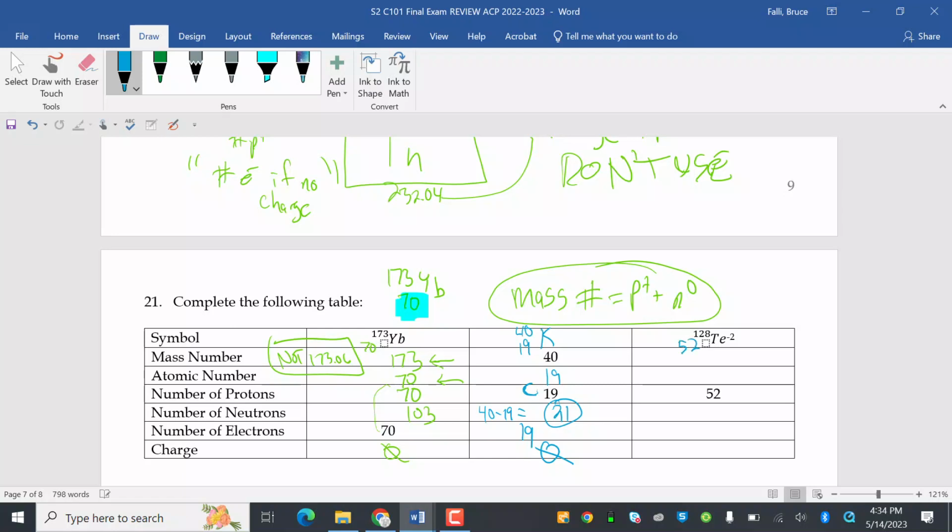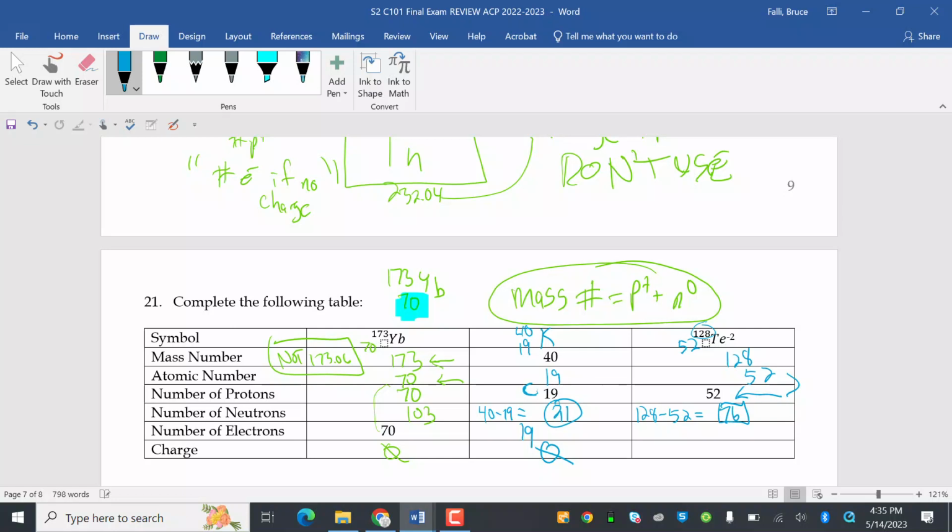Now, had I been thinking, the number of protons at 52 right here would have told me that faster. My mass number is this top number, 128. The atomic number is 52. Remember, atomic number and number of protons are exactly the same. Number of neutrons, remember, is mass, 128, minus protons, 52. And that's 76.